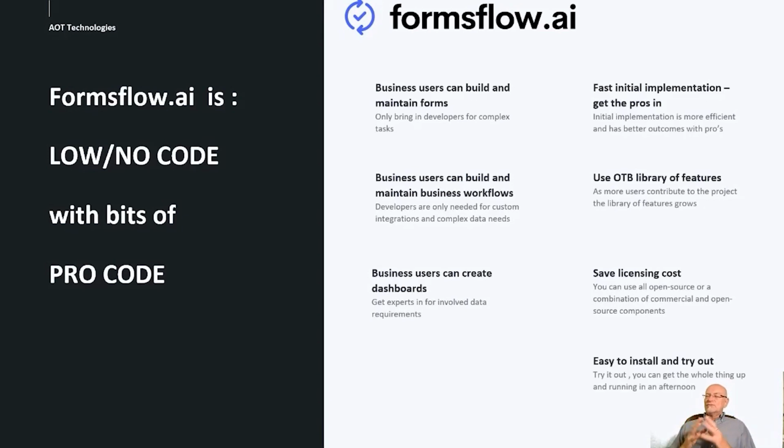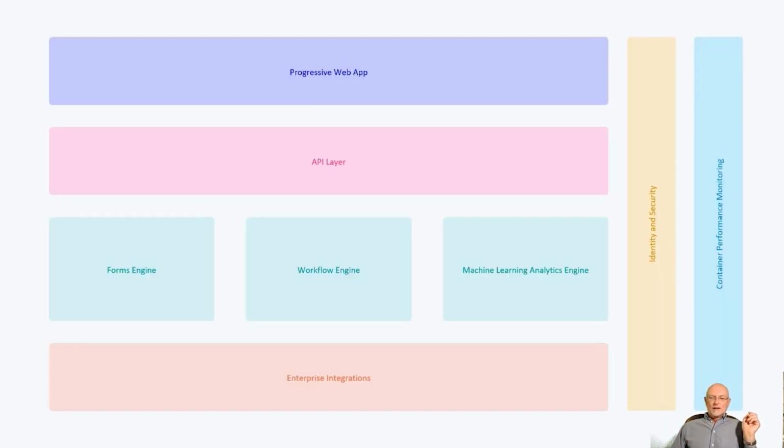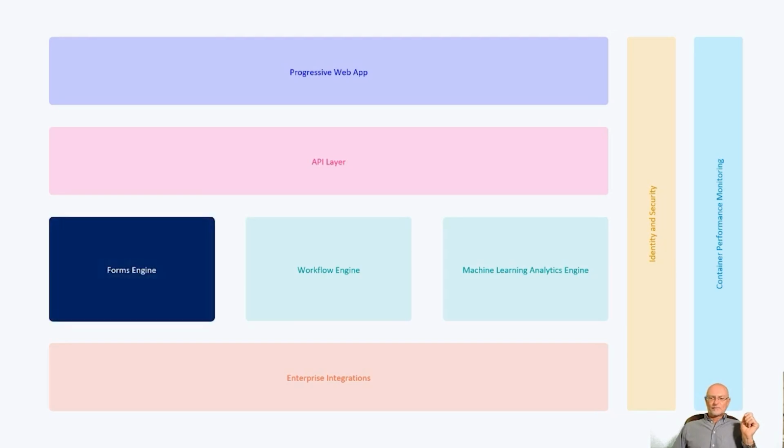We also wanted it to be really easy to install and to try out. We believe that the best way to see whether it's a good fit is to actually install it and try it out. And we believe you can get the whole thing up and running in an afternoon. So let's take a look at how we did this. This is your typical layered cake architecture diagram. What we did is we combined best of breed open source products to form a cohesive whole to address the general use case. Let's take a look at the layers.